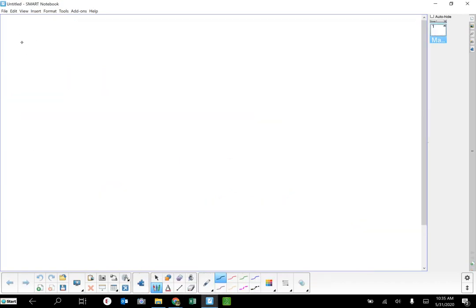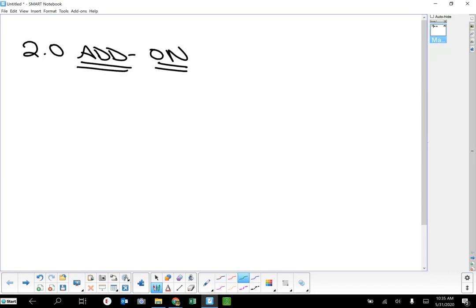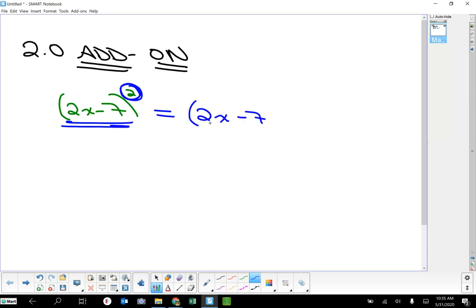Okay, so this is an addition to 2.0. I needed to remind you of a couple of things that I left off. They're two very short things. If you have something that looks like this, 2x minus 7, and that quantity is squared, what that really means is that there are this many of these, right? So we need to write this as 2x minus 7 times another 2x minus 7, and then make sure that you're FOILing these. Don't just square each of the terms in the parentheses.